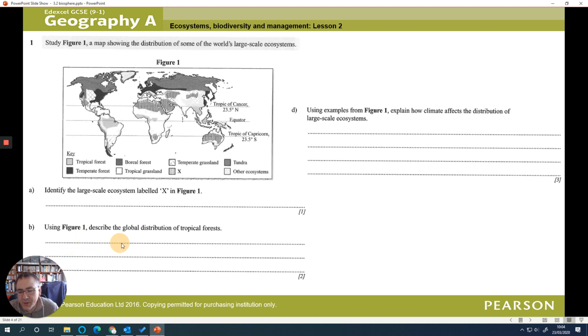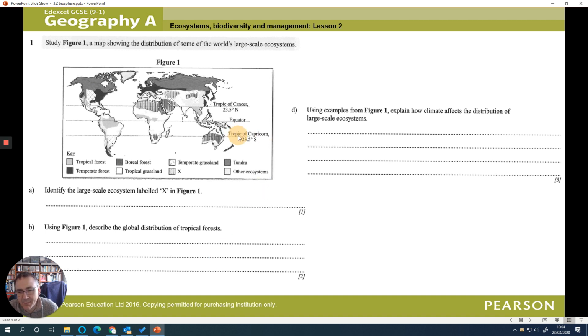Using figure 1, describe the global distribution of tropical forests. So the tropical forests, we can look down here and we can find which ones they are, the shading here. So we can see the tropical forests are in this area here. From the work we've done before, we can follow the same pattern.